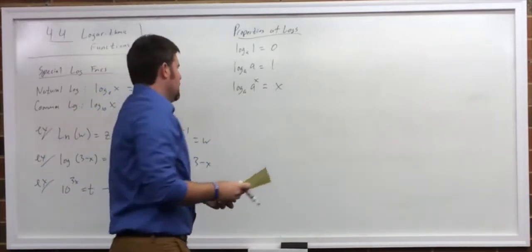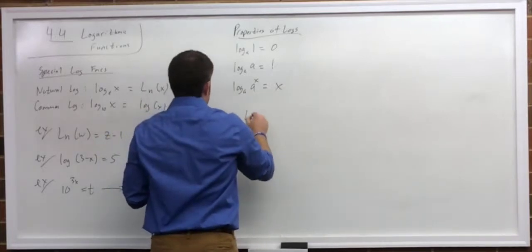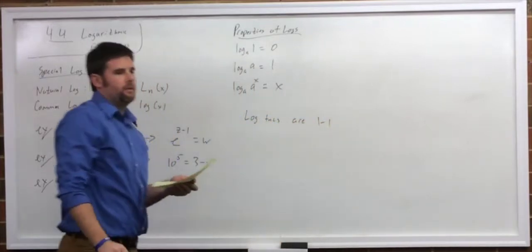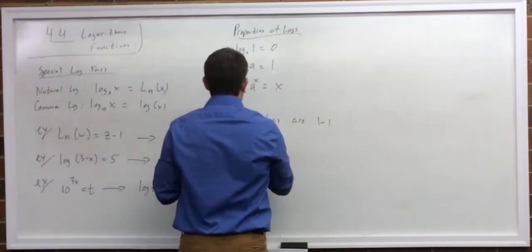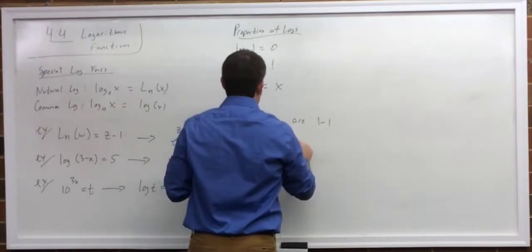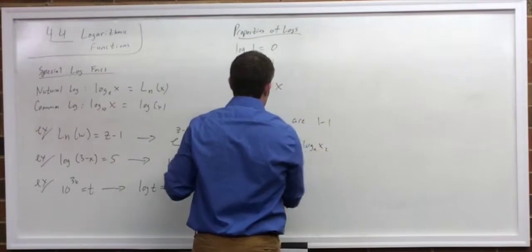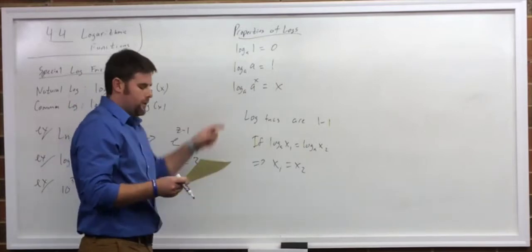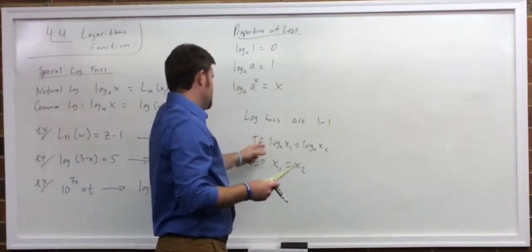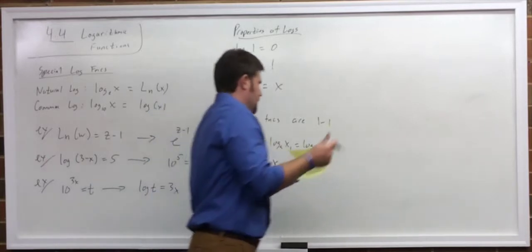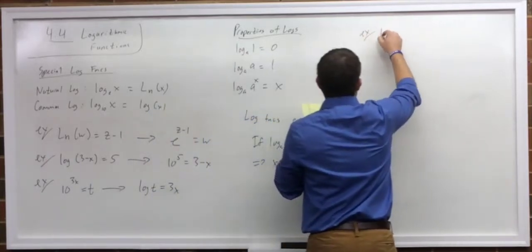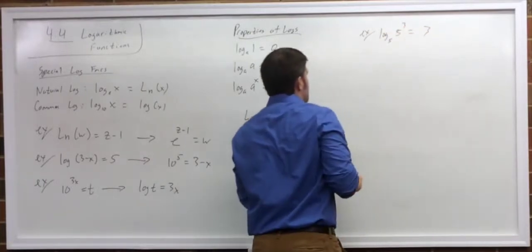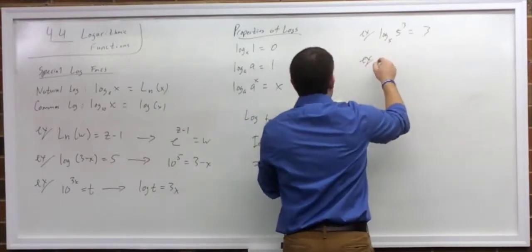Now, it should be obvious here, but we'll restate that log functions are definitely one-to-one functions. In other words, if log base a of x1 equals log base a of x2, then the implication is that x1 must equal x2. This is a huge statement for working with logs. As an example, if I had log base 5 of 5 to the 3rd, we know that's just 3. We're going to run through some examples here.